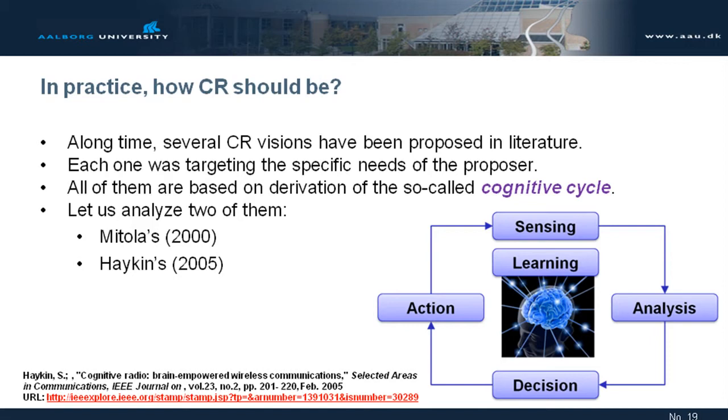But the main characteristic is that we have a sensing part, where we take the environment in and analyze it in order to understand what's going on. We make a decision on how to optimize our own parameters, and we take an action because we need to carry it out in order to be responsive to the environment. At the center of it, there is learning.